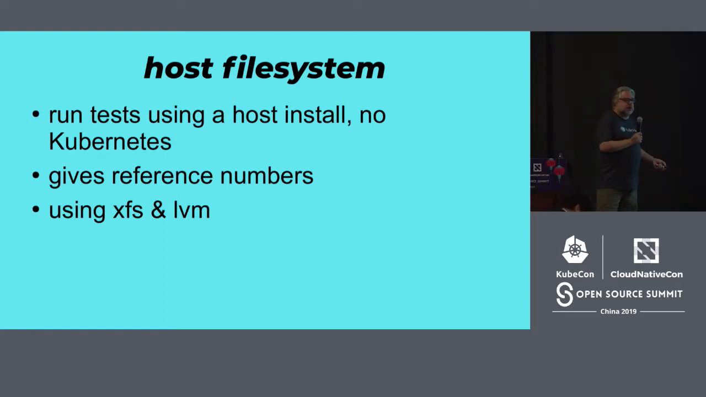The first set of tests that I ran: you want to start out with a benchmark of what I would get on a plain platform before I do cloud native anything, right? So we get a host file system, where I've got a host install, no Kubernetes, to get reference numbers, just using XFS and LVM, and hosting databases and file storage on that.